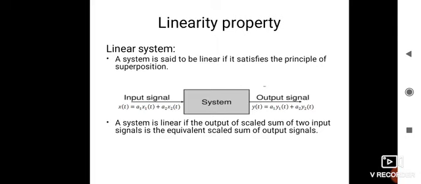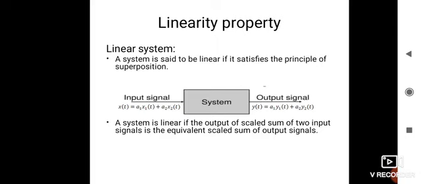Now I am giving the input A1 x1(t) and I am getting the output A1 y1(t). So the input signal is multiplied with A1 and also the output signal is multiplied with A1. A1 x1(t) passes through the system and I get the output A1 y1(t). So the system satisfies the scaling property. Similarly, I am passing x2(t) and getting y2(t), and if I pass A2 x2(t), then I get A2 y2(t). So the system satisfies the scaling property.